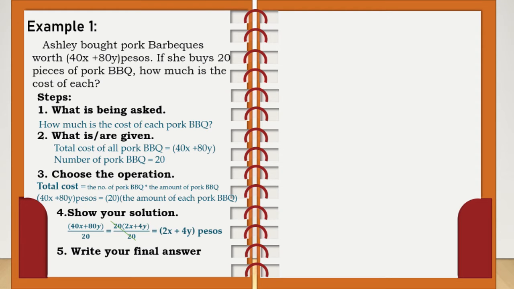Show your solution. Then factor out 20: 20 times (2x plus 4y) over 20. We have 2x plus 4y pesos each. So your final step, step 5, the final answer is the pork barbecue costs 2x plus 4y pesos each.